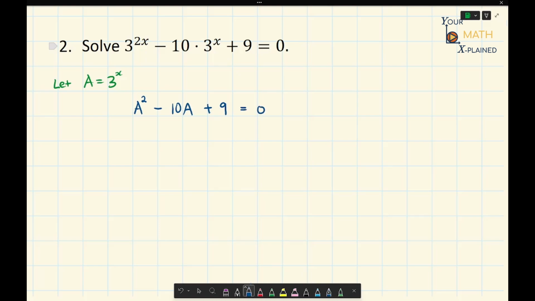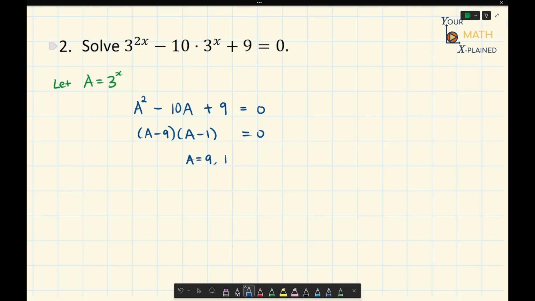And now this is just a quadratic equation, and we can solve it by factoring the left-hand side. And once we do that, we get a minus 9 times a minus 1 is equal to 0, which means we have a is equal to 9 or a is equal to 1. But remember, we did the substitution ourselves. a is equal to 3 to the power of x. So we need to substitute that back into a.